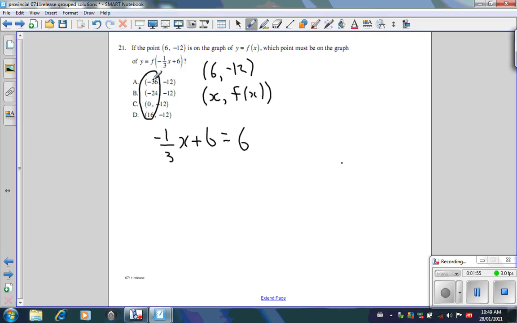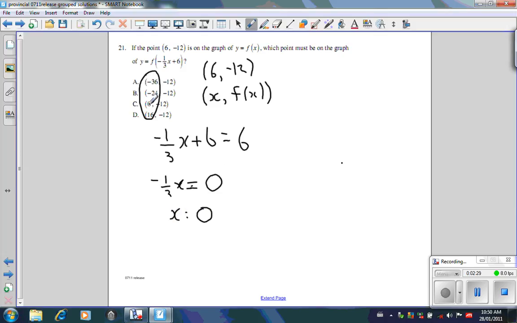If, when I take this new value of x and put it in here, I get the input to this function being a value of 6, I'll then be able to tell you the output is negative 12. As you can see, all of these are negative 12. So negative 1/3 x plus 6 must equal my original input, 6. I do a little bit of algebra, I subtract 6 from both sides. Negative 1/3 x equals 0, so clearly x must also equal 0.